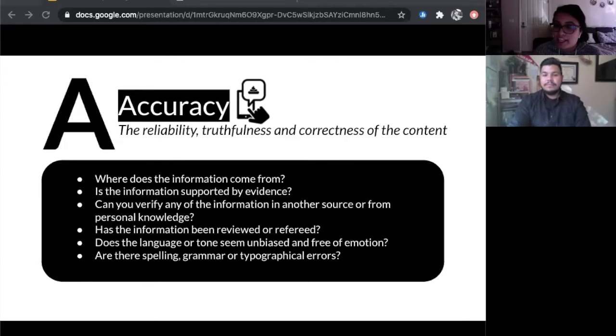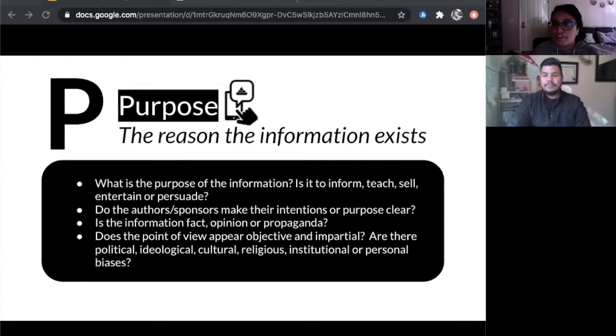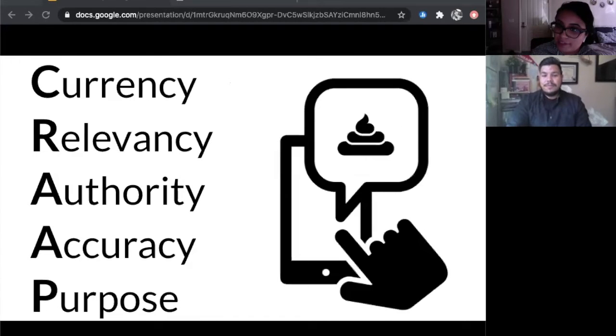And finally, P is for purpose, the reason the information exists. Yeah, for this, you would ask, what is the purpose of the information? Is it to inform, teach, sell, entertain, or persuade you? Do the authors and sponsors make their intentions or purpose clear? Is the information in fact opinion, or does it come across as propaganda? Does the point of view appear subjective or impartial? Are political and ideological, cultural, religious, institutional, or even personal biases present? Yeah, and speaking of biases, don't forget to consider your own.